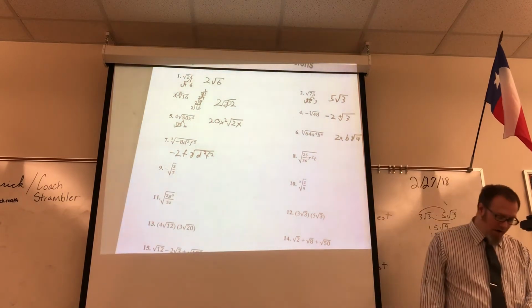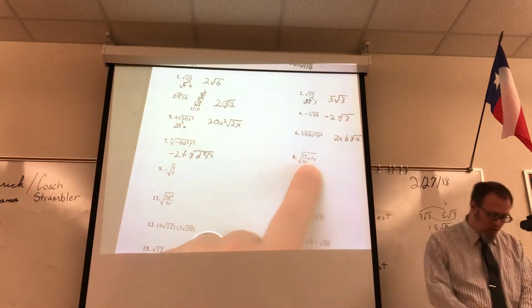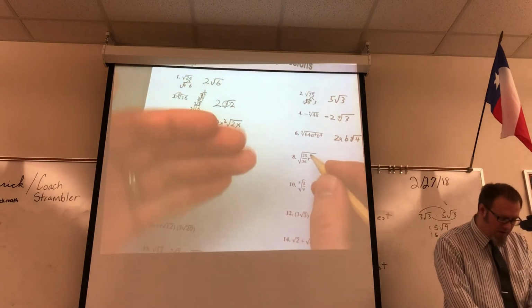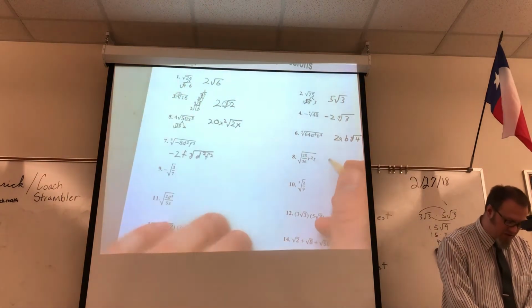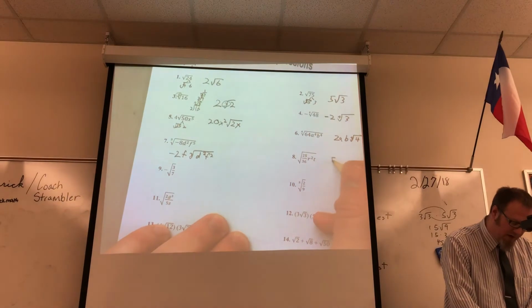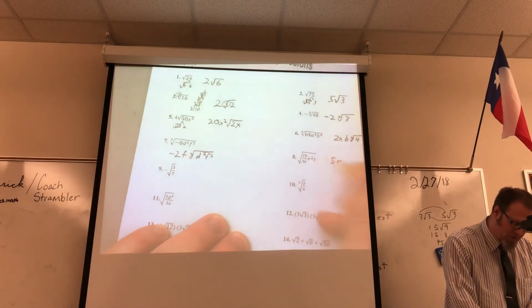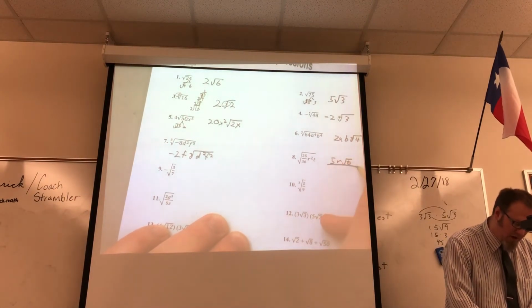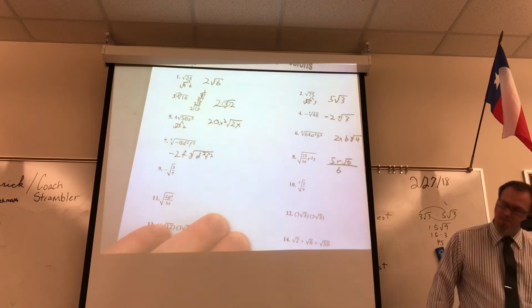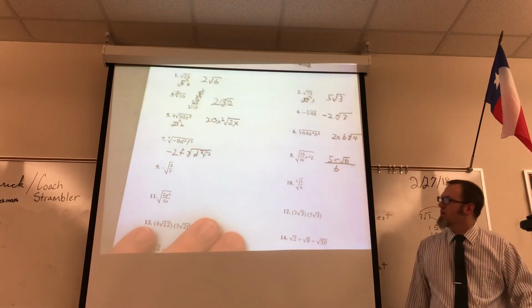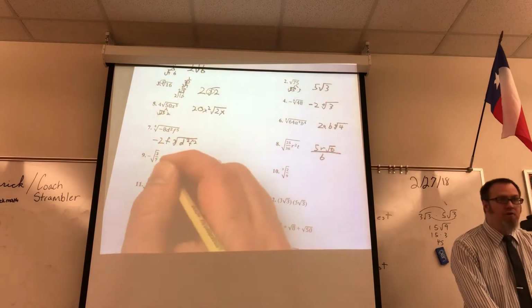All right? On number 8, the r squared and the t go on the top. And you can't reduce anything here, so you're just taking the square root of the top. The square root of 25 is 5. Square root of r squared is r. The square root of t stays the square root of t. On the bottom, the square root of 36 is 6.